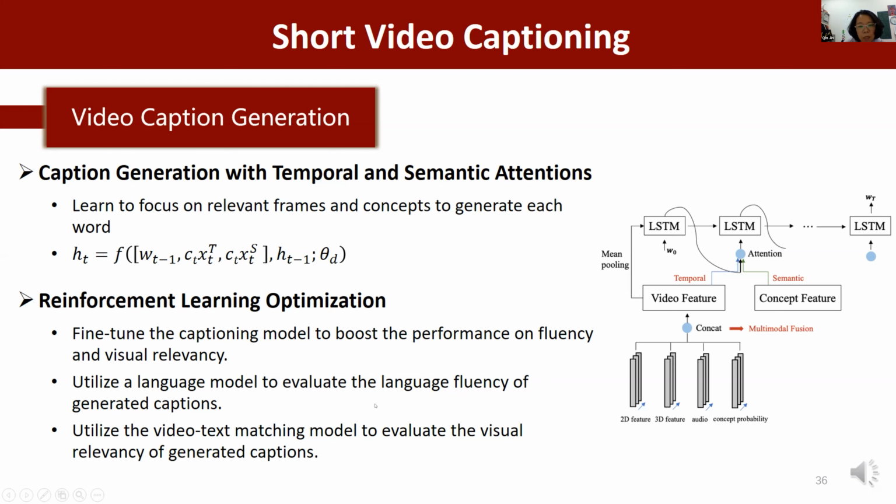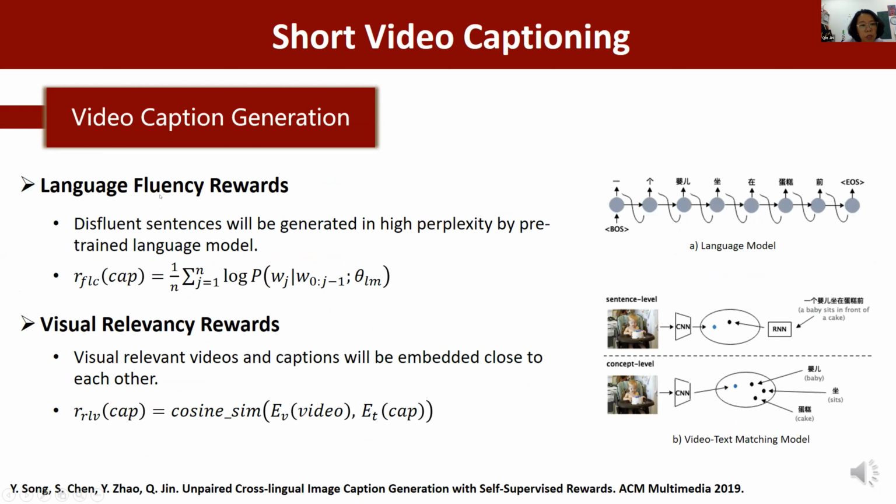So basically, the fluency reward function is computed based on a pre-trained language model. We can pre-train the language model on the ground truth caption data, so that fluent sentences will be generated with high probability, and therefore we can use this word prediction probability as the fluency reward function. And then for the relevancy reward, we can leverage a pre-trained video text matching module to reward captions so that videos which are similar should have close distance in the embedding space.